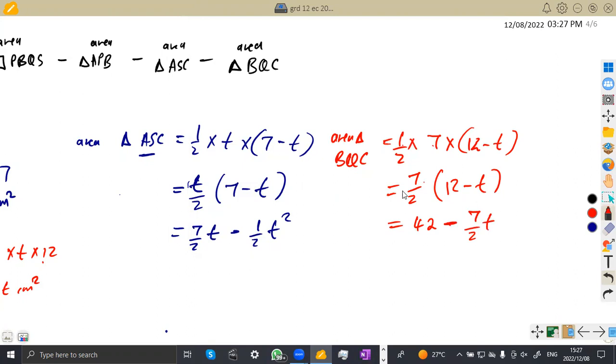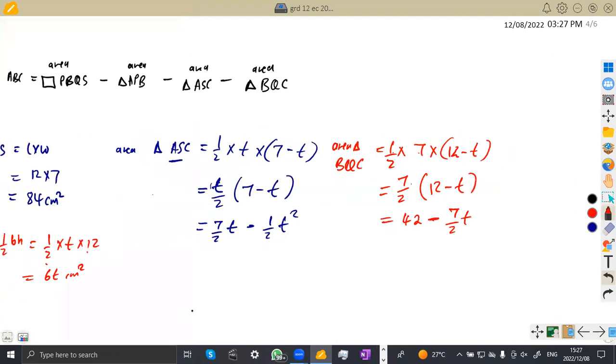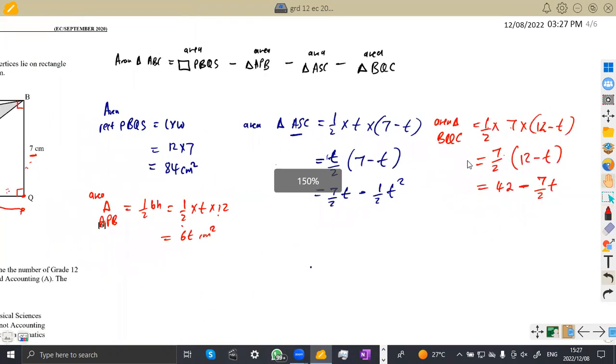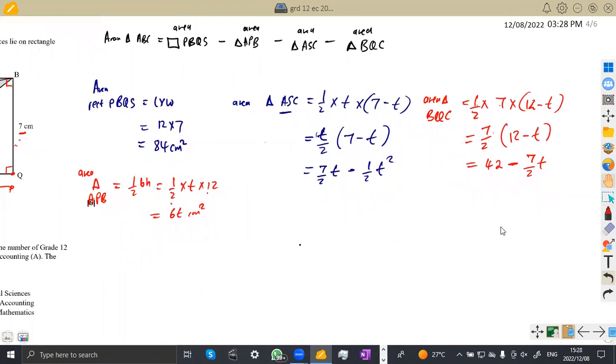All right. So we have the expressions for all the areas. What you are going to do is combine these areas. Remember, we need to find the area of the bigger triangle that we have. So the area of triangle ABC, I'm going to write as A(T), because it's in terms of T. Remember, we said it's the area of the rectangle PBQS, which is 84 square centimeters.